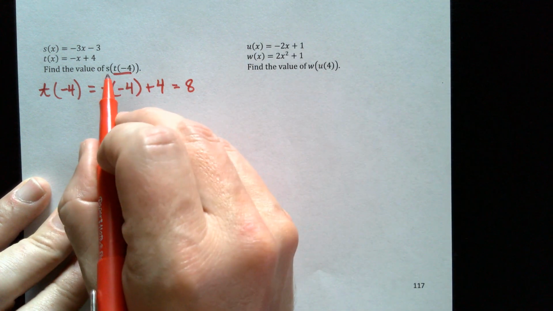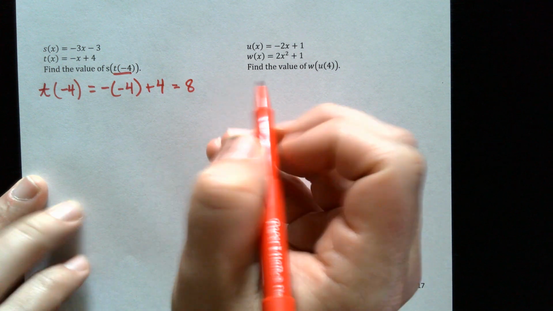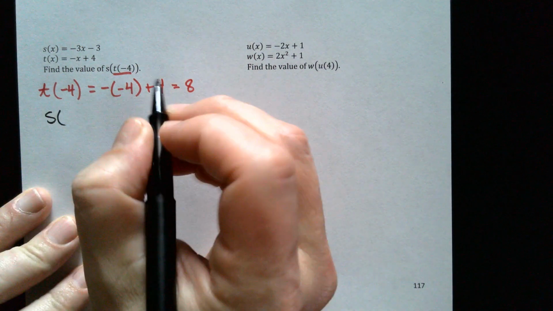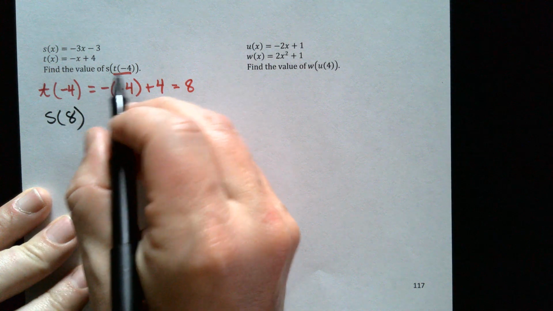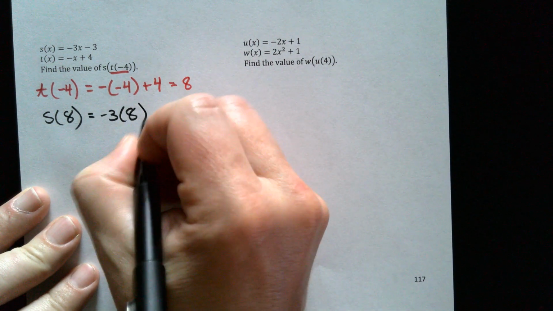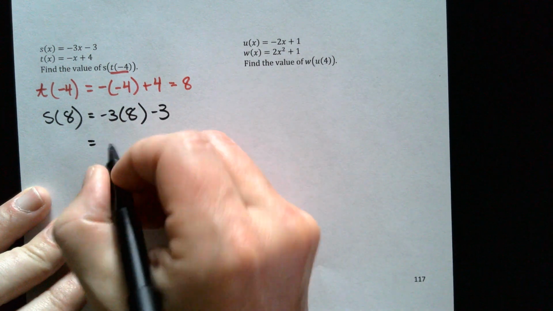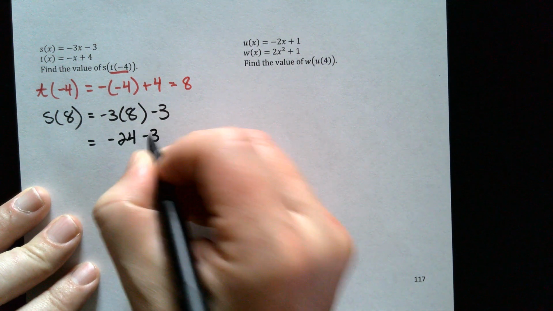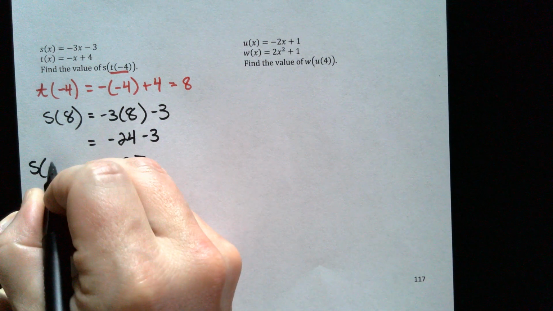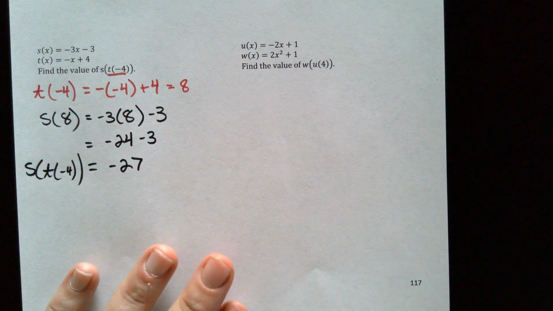Now instead of writing s of t of negative 4, I can replace that inside with 8. So we have s of 8 now. That's equal to negative 3 times 8 minus 3. Negative 3 times 8 is negative 24. Minus 3 is equal to negative 27. So s of t of negative 4 in this function is negative 27.